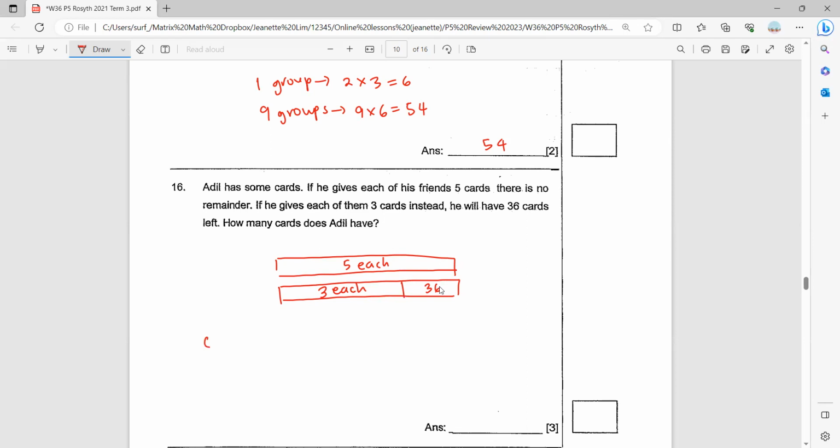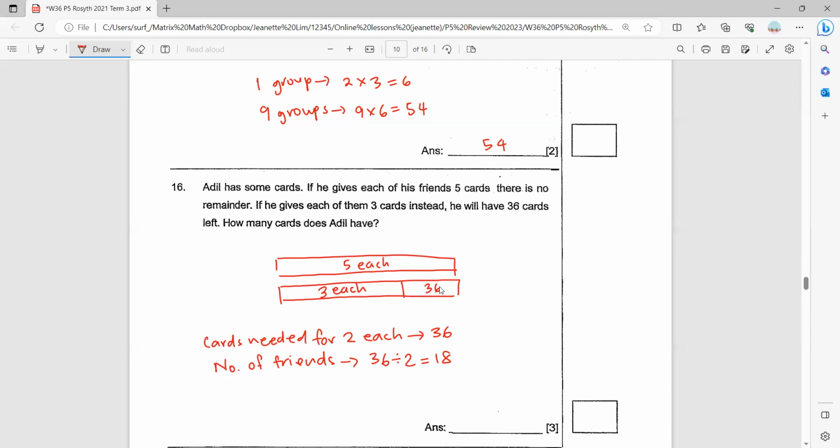Okay, so cards needed for 2 each, which is 36. Then, since you need 36 cards, if everyone were to receive 2, then how many people are there that he gave? How many of his friends are there? So number of people, number of friends would be 36 divided by 2. Okay, which is 18. So if there are 18 friends, then you need 36 cards, right?